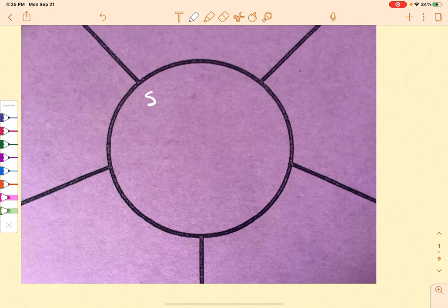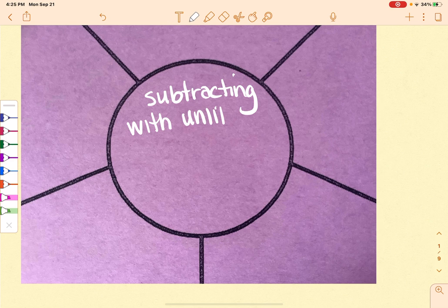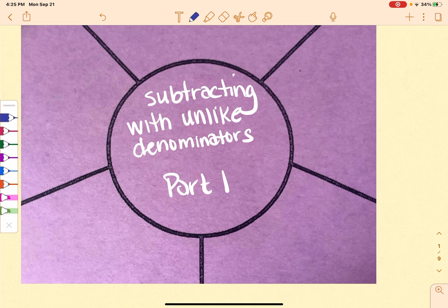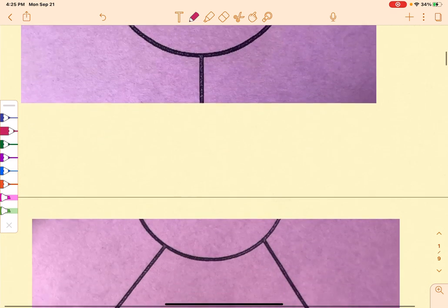So we're going to say this is subtracting with unlike denominators. And because I know where we're going, I'm just going to call this part 1. So we're going to work our way through some examples and kind of work our way around here. So you'll have 4 examples in kind of a big idea section. So let's go to the big idea section first.